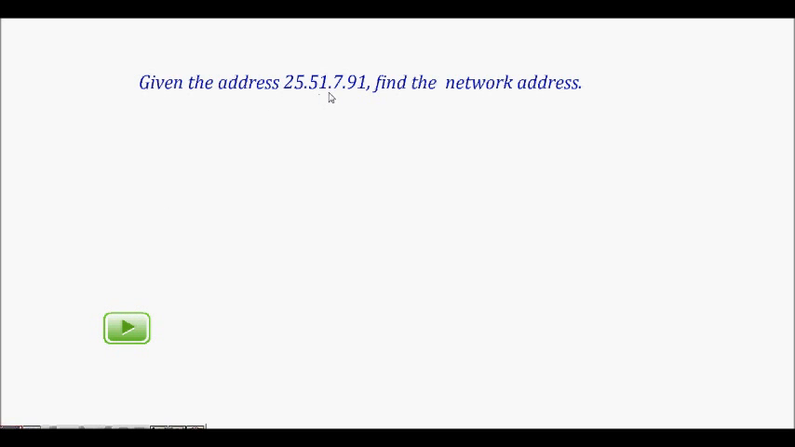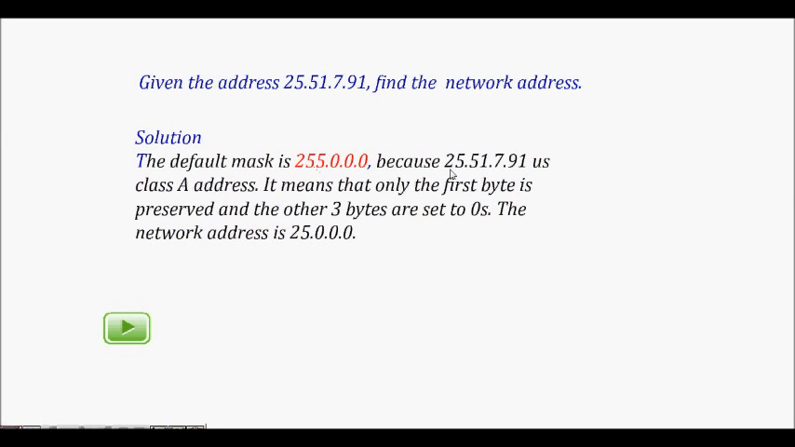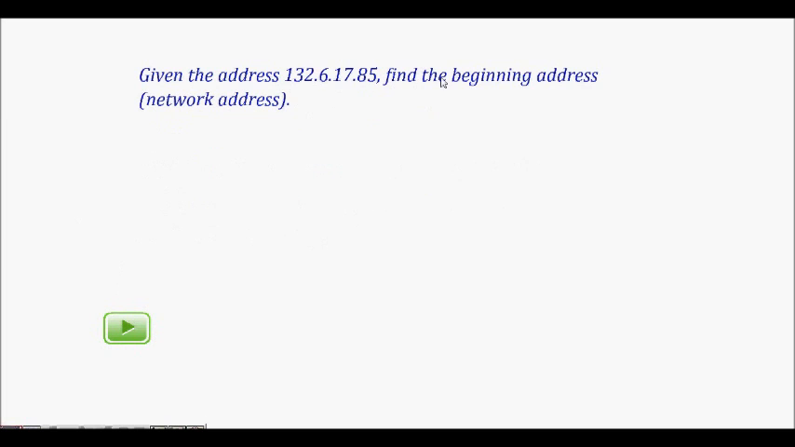Given this address, 25.51.7.91, find the network address. Let's try to solve this. This is a class A address, with 0 in the network part, so 0 to 127. For class A we have 255.0.0.0. When we AND this with the address, we get 25.0.0.0. Let's check the answer. Yes, you will get 25.0.0.0.